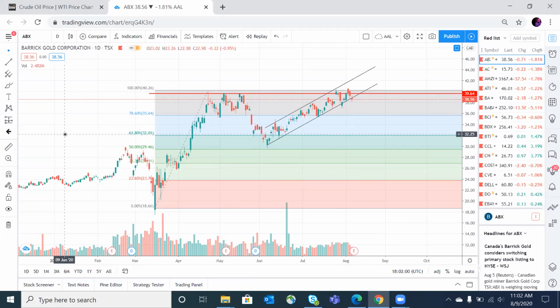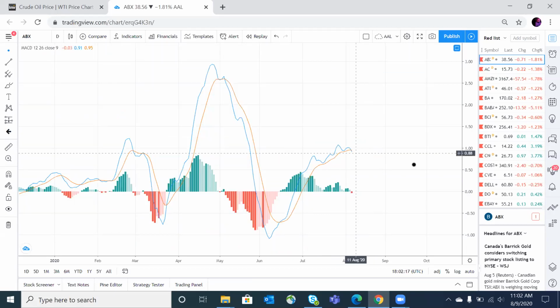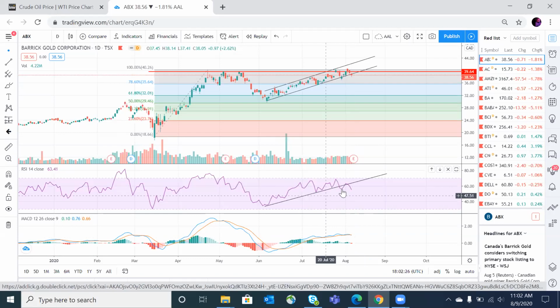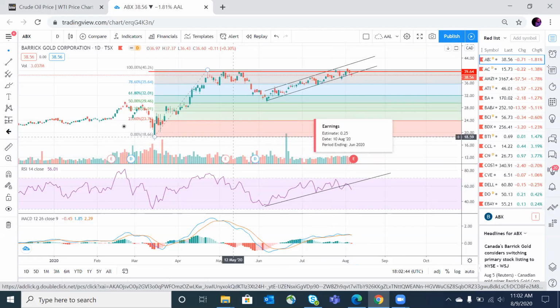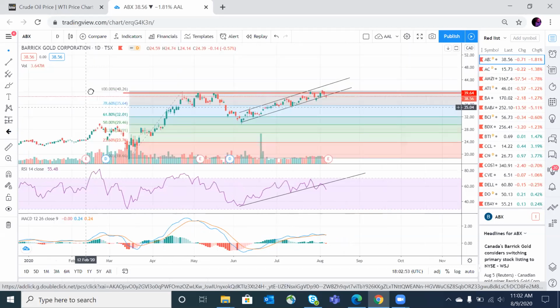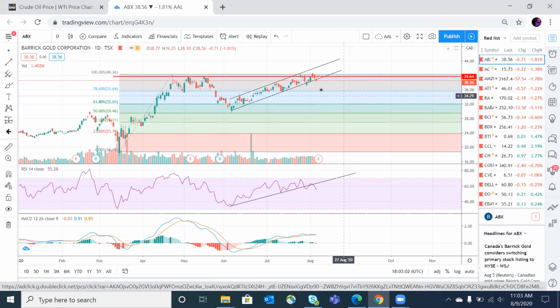I'll give you an overview, then we start from there. ABX earnings date is on 10th of August, which is Monday, estimated 0.25, and volumes are consistent. There's no spike in it. MACD has given a downward crossover, showing a negative impact. RSI is bearish, going down, and it has not followed its support trend line. So RSI is negative, MACD is also negative, volumes are consistent. Earnings are expected to be low, 0.25 versus 0.3. Not very good earnings, only 0.25, and the share price is around 39. So earnings seem to be on the lower side compared to the share price.